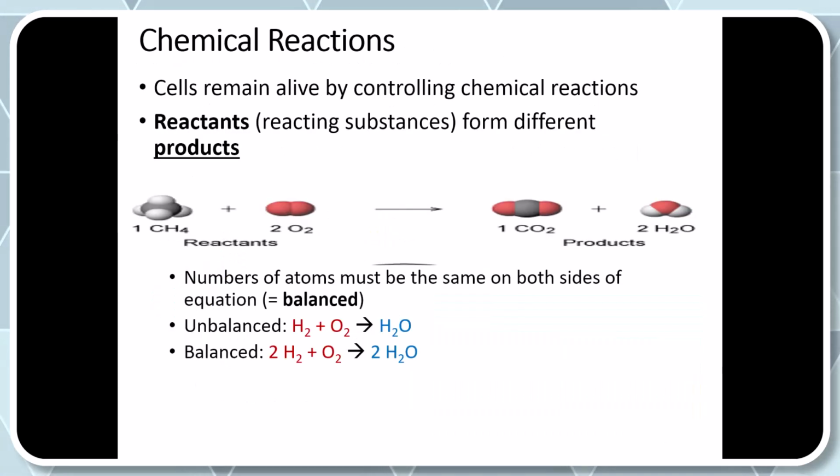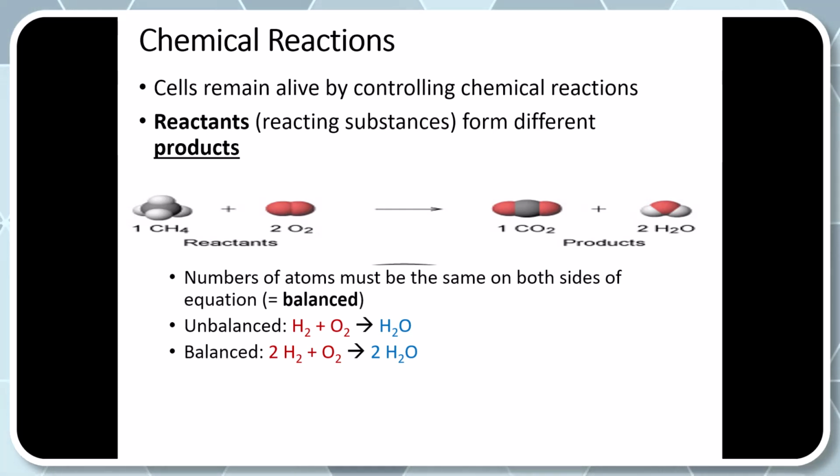So that brings us to chemical reactions. Broadly speaking, cells stay alive by controlling chemical reactions. Reactants are the reacting substances, and they react together to form products. So in chemistry, you'll probably spend a good amount of time balancing equations. You need to have the same number and kinds of atoms going into the equation as coming out of the equation.